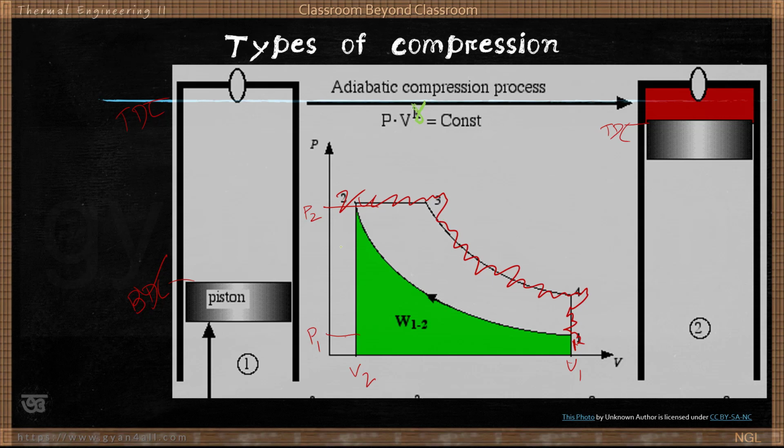And this process obeys the law PV to the power gamma equals constant. That means adiabatic compression.